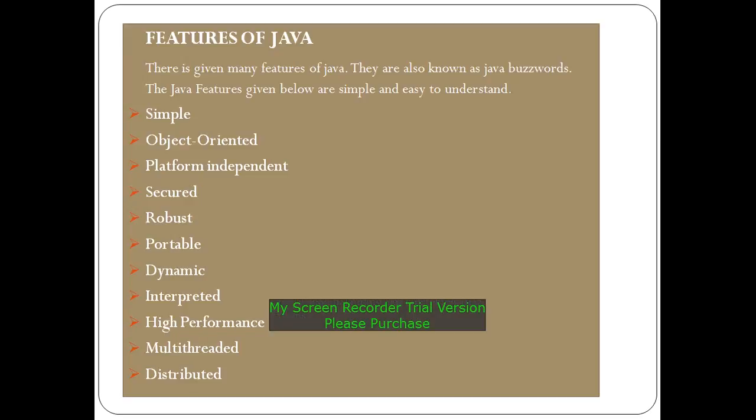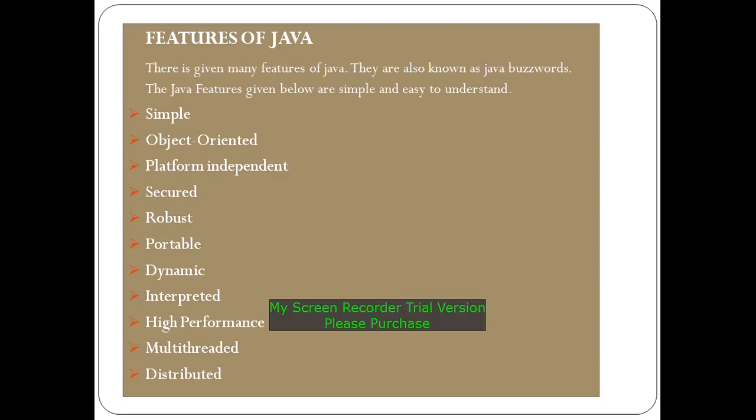Okay, the features of Java. Generally, not only Java but all object-oriented programming languages have common features: it should be simple, object oriented, platform independent and secure. Whenever a problem occurs, it should be robust and portable across operating systems, and dynamic, integrated, giving high-performance results, and multi-threaded and distributed. This kind of features is given by Java.